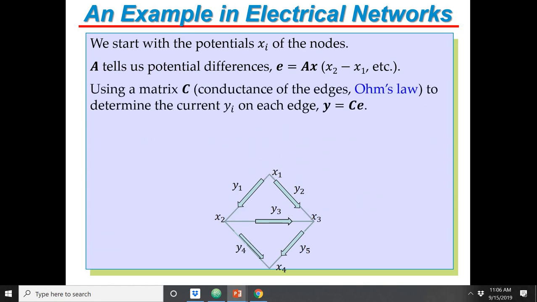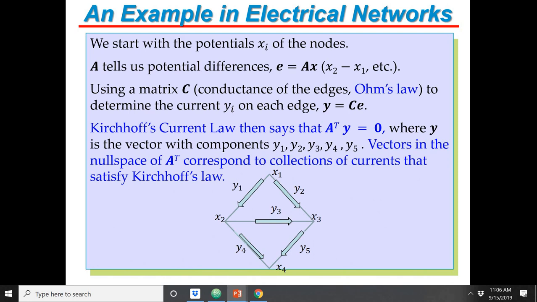And Ohm's law, basically, through a material property that we call here the conductance of the edges, defines the currents as a function of the potential differences. Okay? So if you know the potential differences, Ohm's law will tell you what the currents are. And Ohm's law takes the form y equals C times e. This is what we will call in a problem in physics a constitutive equation that relates one state variable, here the potentials, with another, here the currents. Okay, y is equal to C times e.